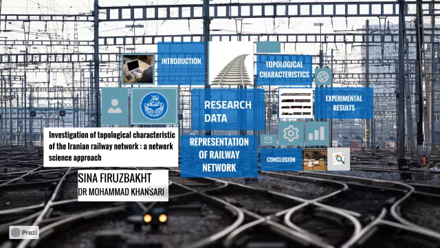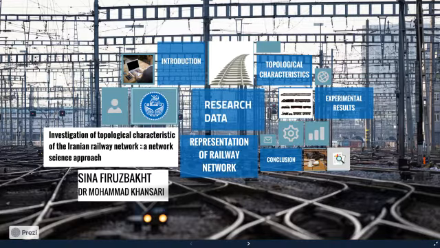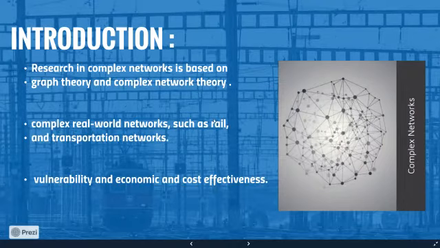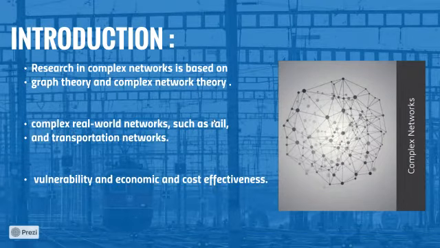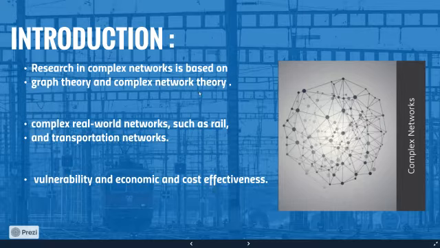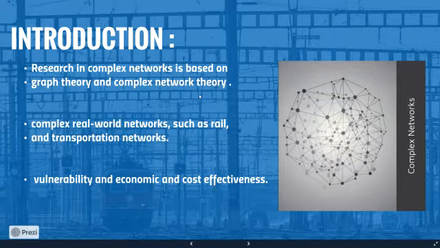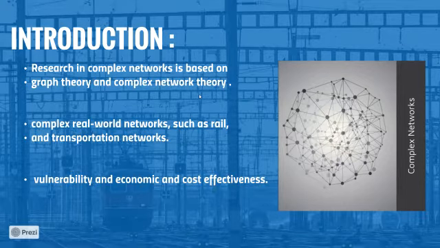This presentation topic is about investigation of topological characteristics of the Iranian railway network, a network science approach. Research in complex networks is based on graph theory and complex network theory. Researchers and scientists have examined many specific networks such as small-world networks and scale-free networks and use them as a base for examining other complex real networks such as rail and transportation networks.